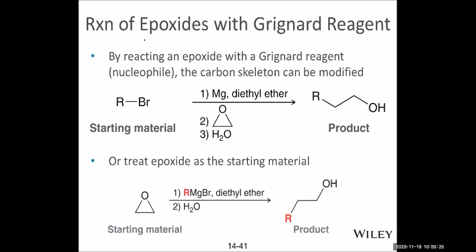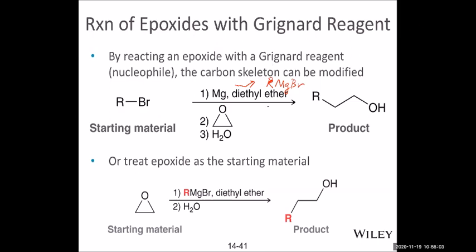So the epoxide reaction with the Grignard reagents typically starts with forming the Grignard reagents. And the Grignard reagents start from the alkyl bromide, typically the primary bromide. For the bromide reaction, we have magnesium and ether. This will give us the Grignard reagent, where the R is basically a carbanion, a negative charge anion, and is a nucleophile.